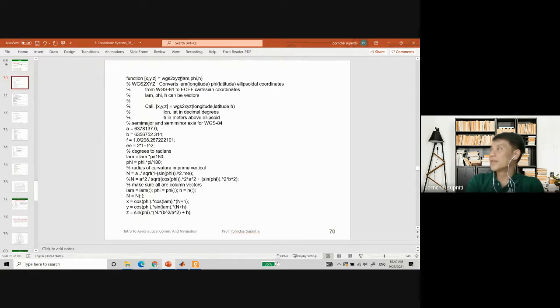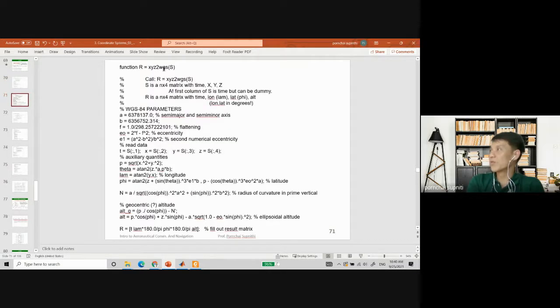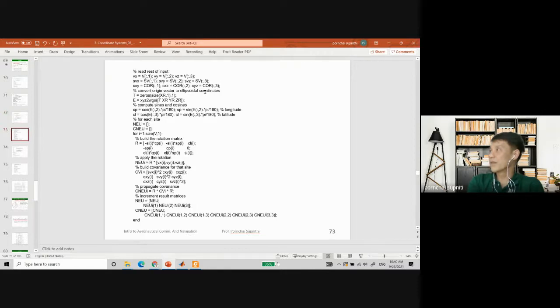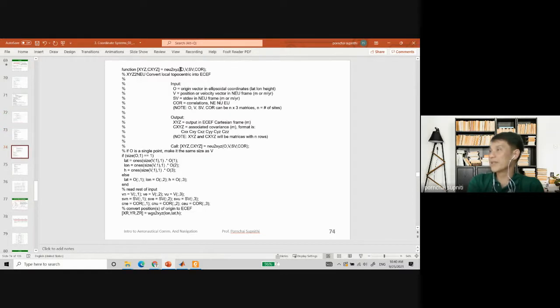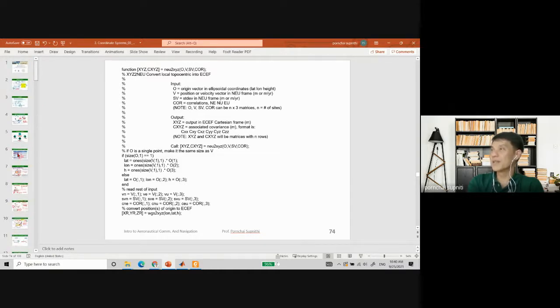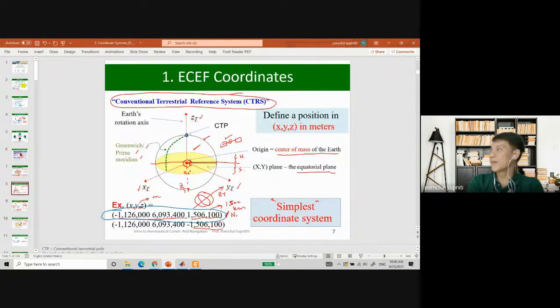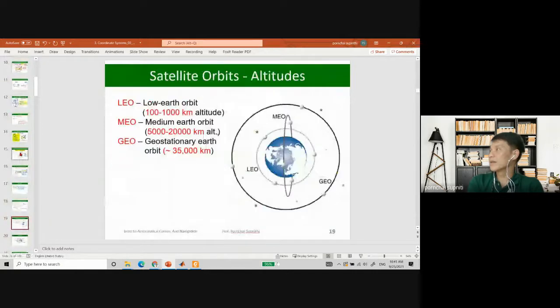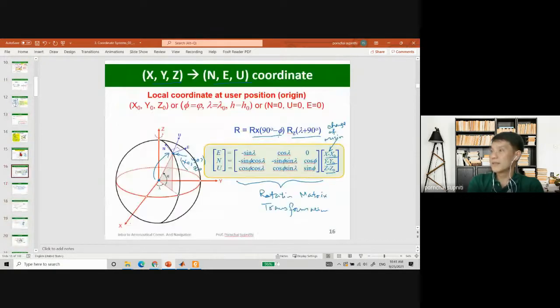This one is lat long height to ECEF. This one is XYZ to lat long height. This one is XYZ to NEU. Okay, this is NEU to XYZ. So they can be used, but they follow the steps in here pretty much. Okay. And what else? Let's continue.